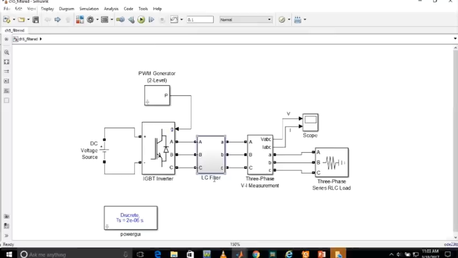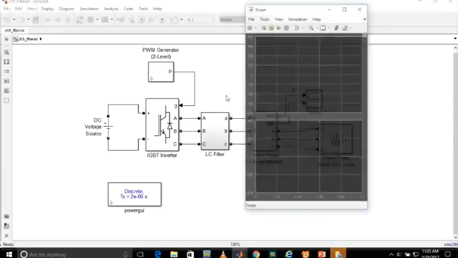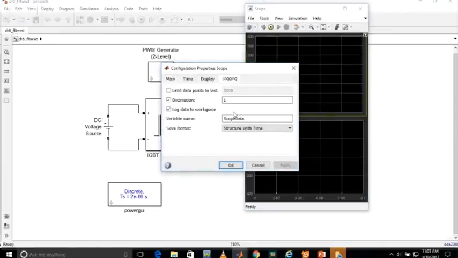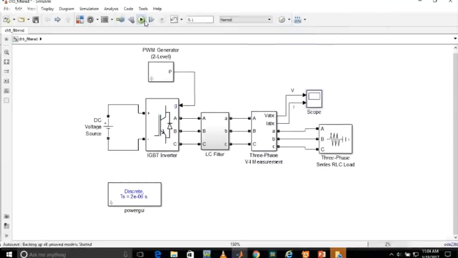Then change the name accordingly, whether it's the LC filter or RC filter. Check it, and then run this. In this, we also check that the scope should have logging: "Save data to workspace" should be clicked, the variable name should be scope data, and the save format should be structure with time. We have to check this, and then we run this program and again go for FFT analysis.